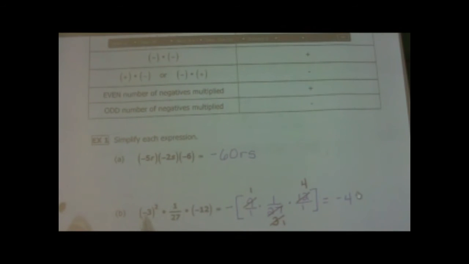Why did you make 1 over 27 negative? I didn't make it negative. What's negative is we figured out we have 2 negatives here and a third negative here. So my whole answer is negative. Now I can just do my multiplication with positive numbers because I already know the sign of my answer.